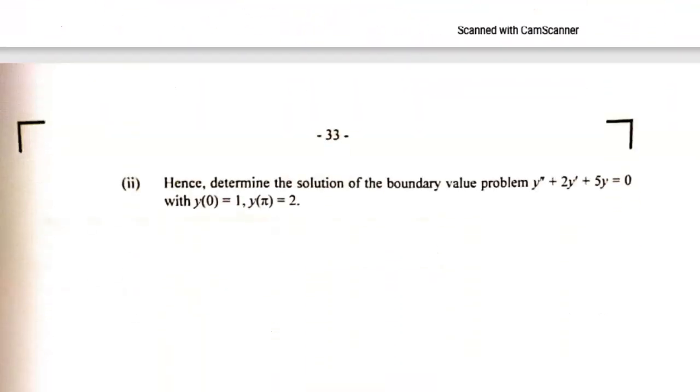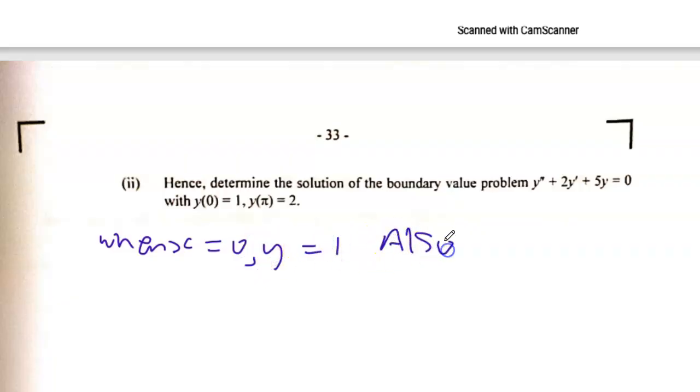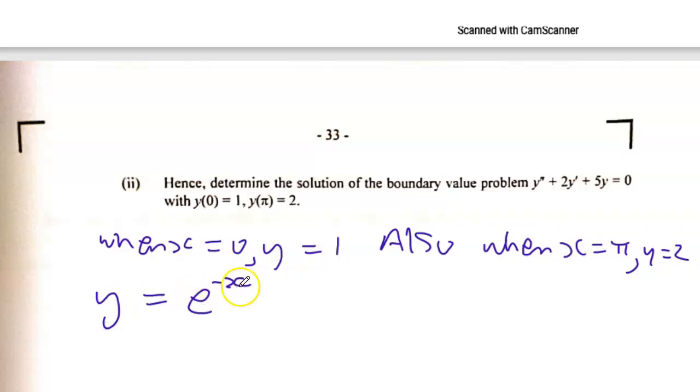Hence, determine the solution of the boundary value problem to the equation we just solved, where this is saying when x is 0, y is 1, and when x is equal to pi, y is equal to 2. So we can plug them into the equation. Let's remind ourselves what the solution was: y equal e to the minus x, c1 sine 2x plus c2 cos 2x. They're asking basically to find the constants.